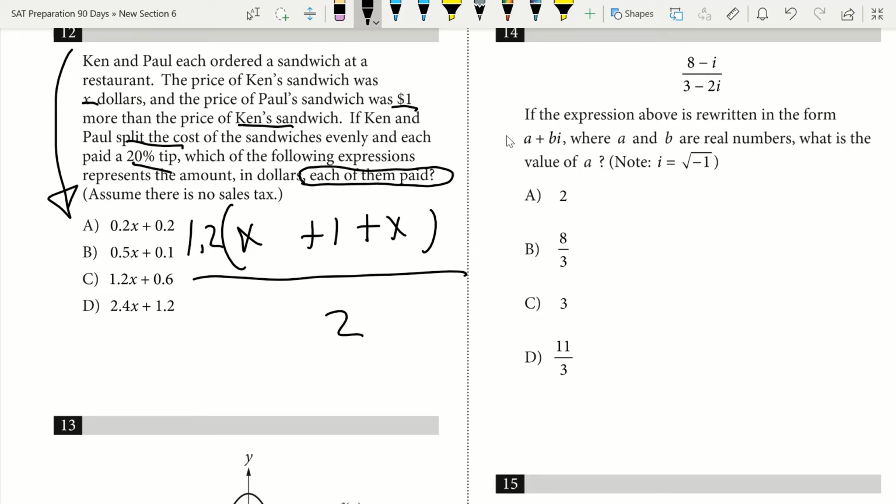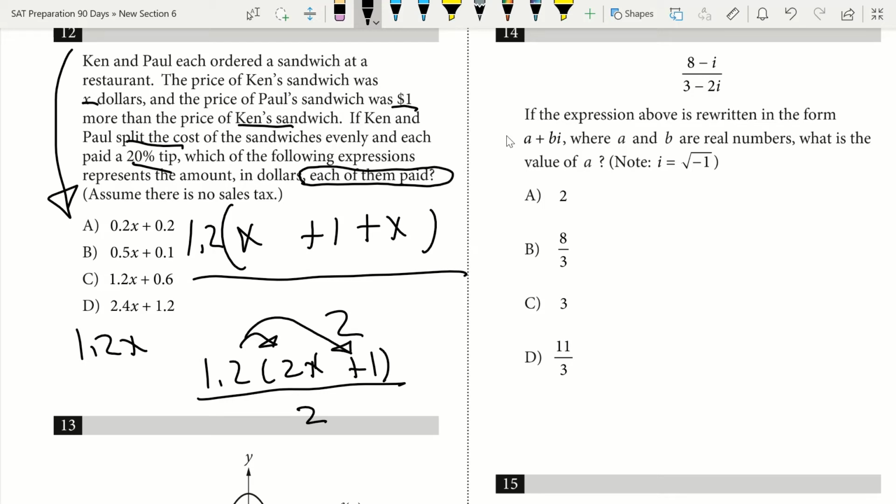Not that they paid together, but that each of them paid individually, which is going to be half that. Okay, so if I were to do that, I'm going to have 1.2 times (2x plus 1) all over 2, right? So then when I do that, I have a 2.4x there, and then that's over 2, so that's 1.2x. And then a 1.2 times a 1, that's 1.2 over 2, which is plus 0.6. So my answer there is going to be C.